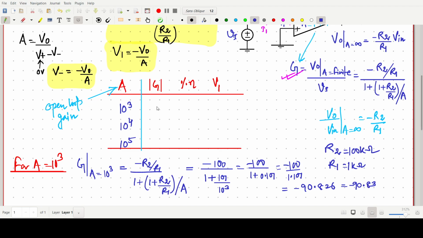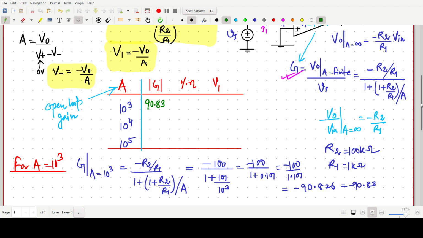This value we are writing in magnitude, so write it 90.83. Now this one is clear.